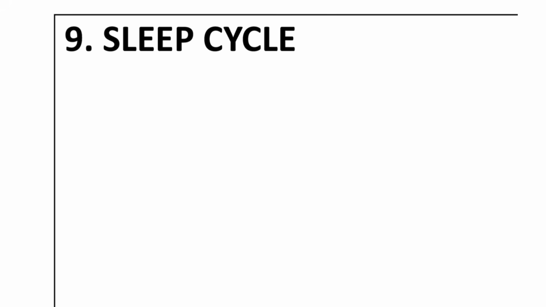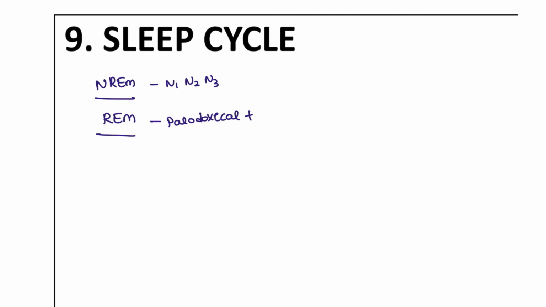So we have two different cycles. One is the non-REM stage, NREM stage, and the other one is the REM stage, right? So we have the two types. NREM stage, which will be N1, N2, N3. REM stage is the paradoxical sleep. Okay, rapid eye movements will be seen here.